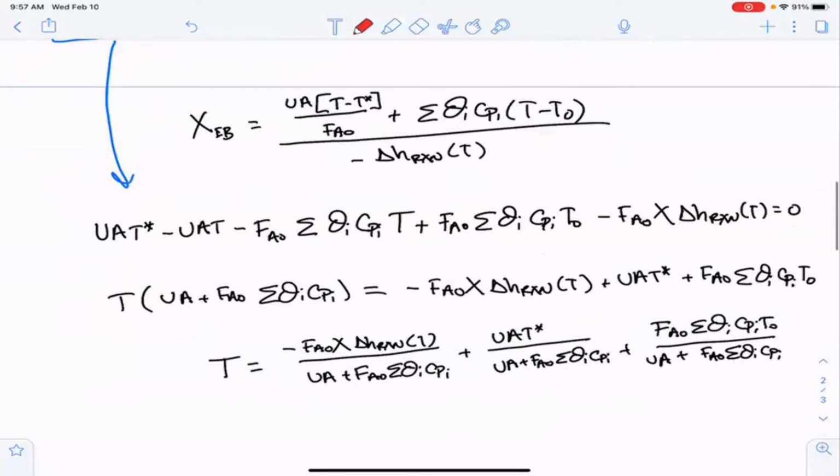Now, before we go about solving a problem and talking a little bit more about jacketed reactors, I want to give you the chance to ask a question if you have one after all that math.